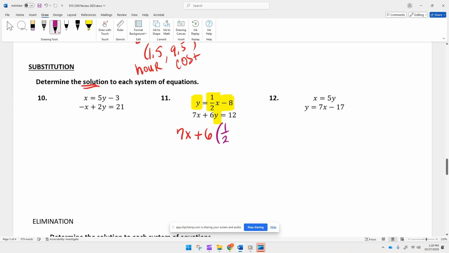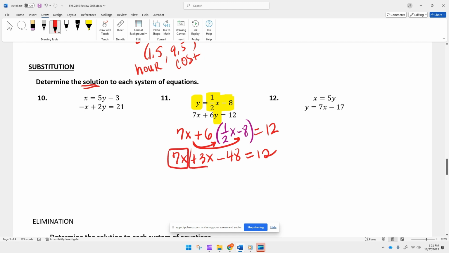I'm going to replace the Y with 1/2 X minus 8. That's going to be equal to 12. We're going to distribute. So that becomes 7X. 6 times positive 1/2 is going to give you positive 3X. Negative and a positive is a negative. 8 times 6 is 48. We're going to bring down the negative 12.